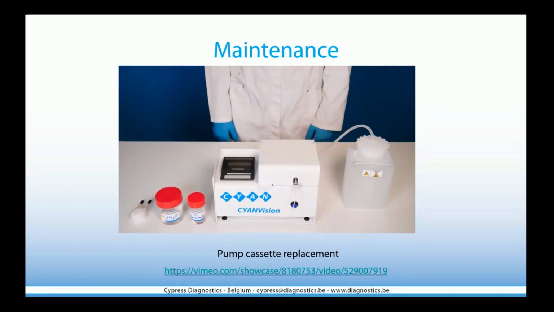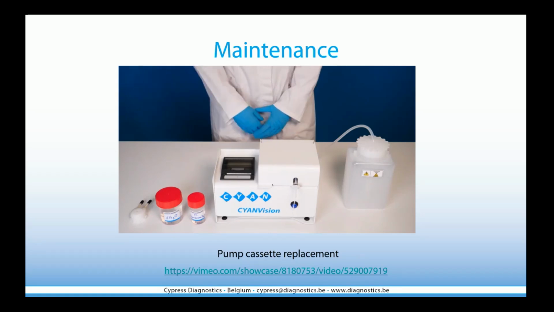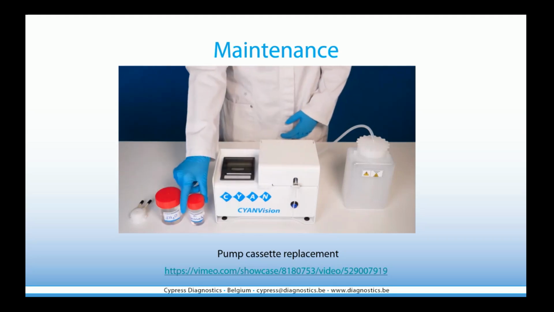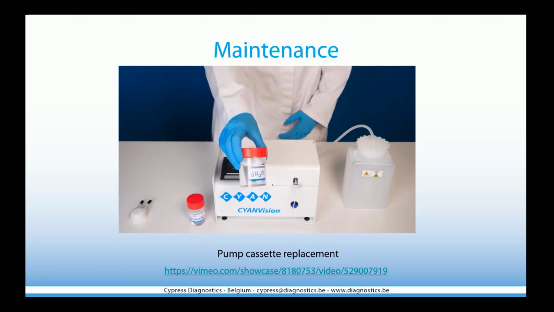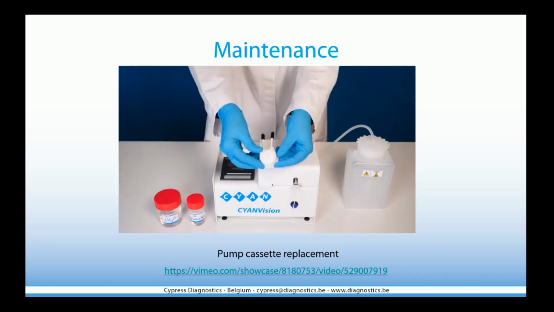In this video, we present the pump cassette replacement procedure. We recommend to do this every 6 months for the optimal performance of your analyzer. To replace the pump cassette, you need a disinfectant like 5% hypochlorite or bleach solution, a container with at least 40 milliliters of distilled water, and a new peristaltic pump cassette.